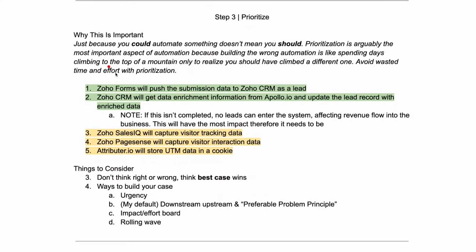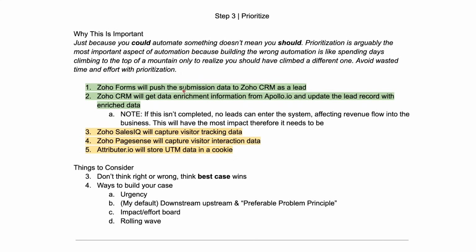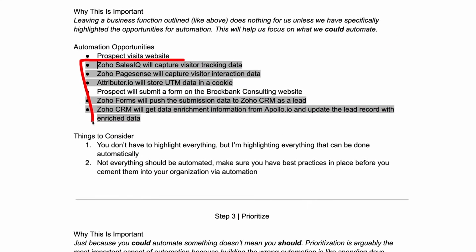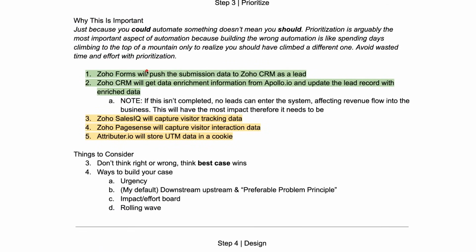So why is this important? Just because you could automate something doesn't mean you should. Prioritization is arguably the most important aspect of automation because building the wrong automation is like spending days climbing to the top of a mountain only to realize that you should have climbed a different one. Avoid wasted time and effort with prioritization. You can see here, this has been grayed out. These are all possible automations. And now you can see green and yellow.